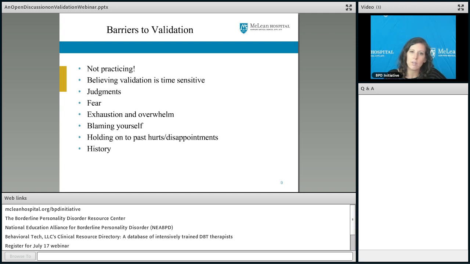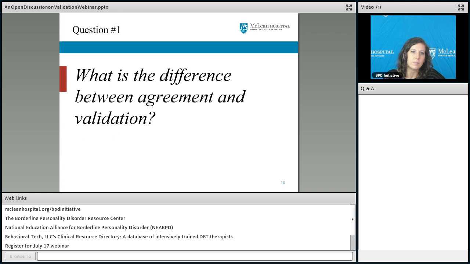Okay? Judgments get in the way of validation tremendously. Fear, being exhausted, overwhelmed, burned out. Blaming yourself for other people's problems can make it incredibly hard to validate them. Holding on to past hurts and disappointments in those moments can make it very hard to validate. And of course, history always makes it hard to validate.